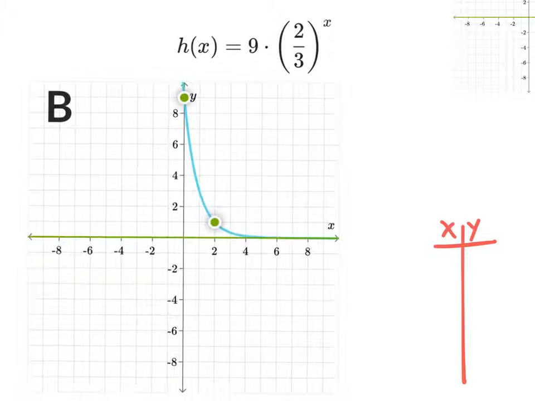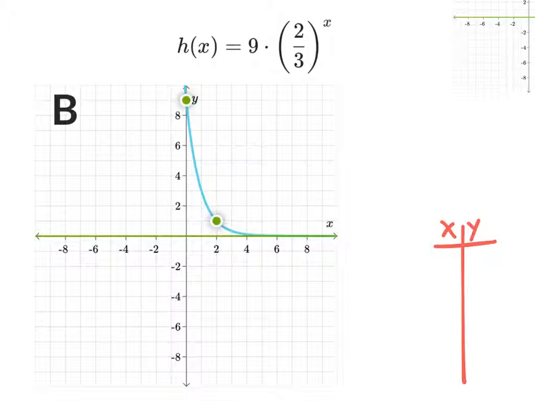Option B. Could it be this guy? Well, we need to test some points. We have the coordinate right here, 0, 9. And that one does work, right? We just did that. If you plug in 0 for x, let me actually write the coordinate here. Plug in 0 for x, you will get 9 for y. 0 right here gives you a 1. 1 times 9 is 9.